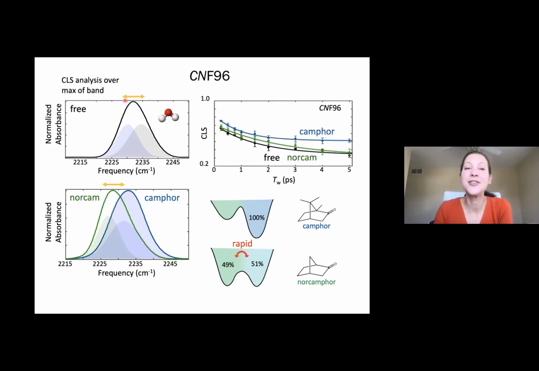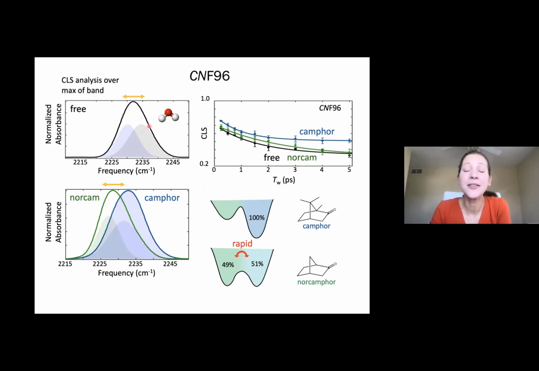Again, pointing out that we are doing the analysis over the entire band. So the frequency dynamics between these two bands would contribute to our spectral diffusion. However, at this residue, unlike 87, we actually found faster dynamics in the free and the NOR camphor, despite the fact that we appear to have two underlying distinct states where the camphor appears to be one single state. That must mean that these states are rapidly interconverting. So again, NOR camphor, we're populating a 50-50 state that are rapidly interconverting.